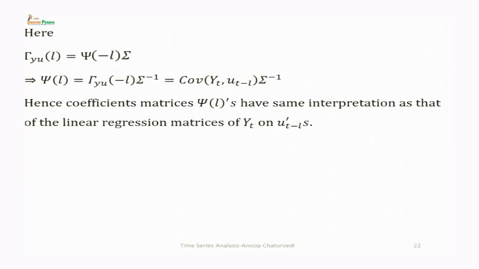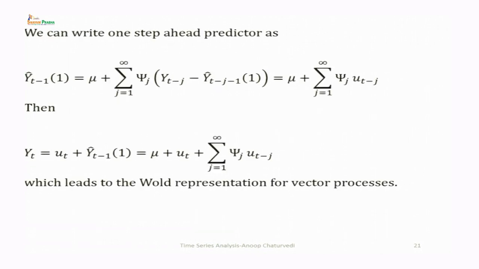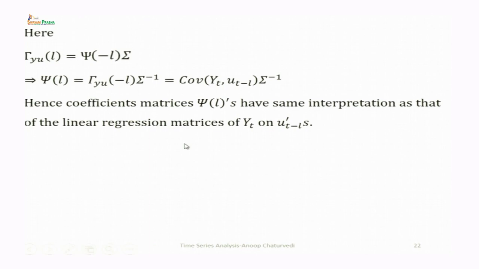Now, here notice that gamma y u l, just find gamma y u l from here. This is equal to psi minus l sigma, where sigma is actually the covariance matrix of u. Then this implies that psi l is equal to gamma y u minus l sigma inverse, which is equal to covariance y t u t minus l sigma inverse. So, the coefficient matrices psi l have the same interpretation as that of the linear regression matrices of y t and u t minus l.